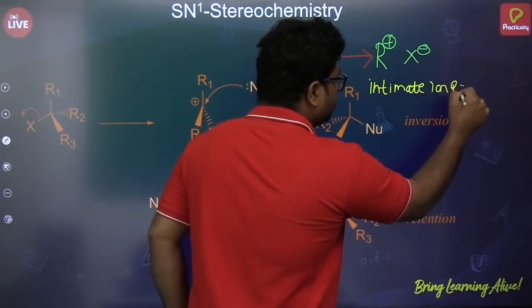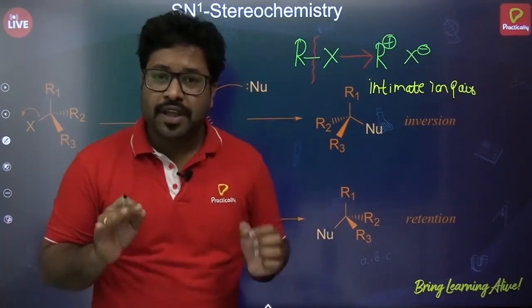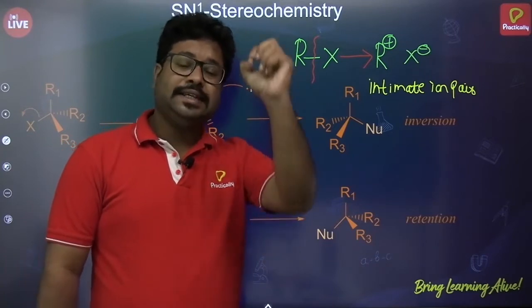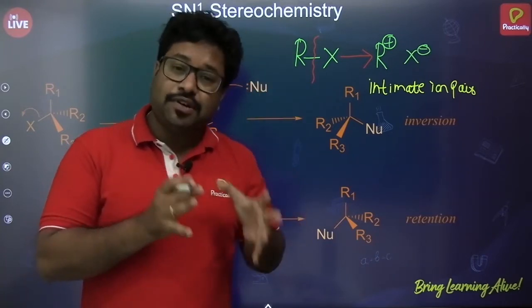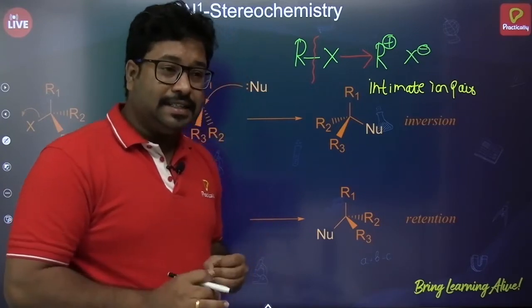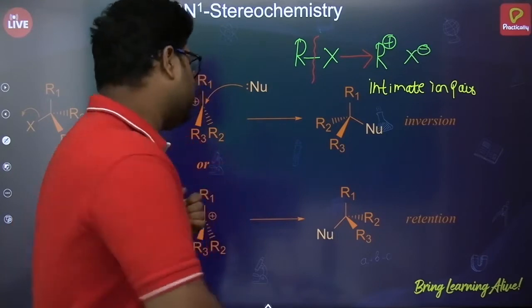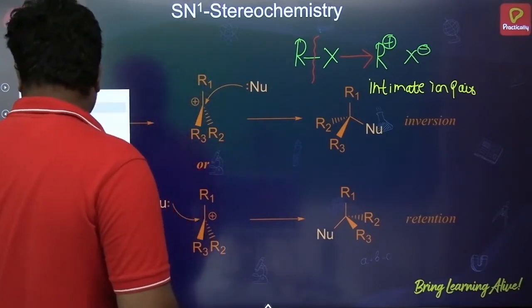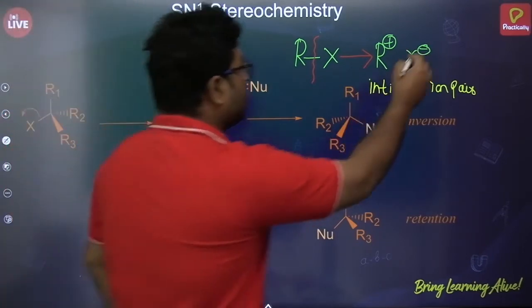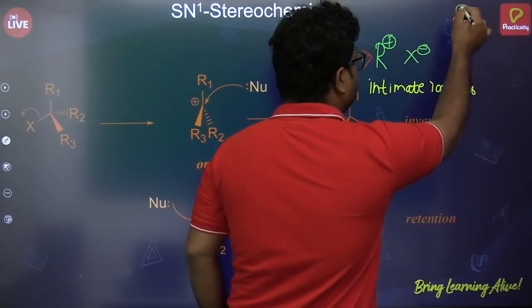That means it stays there for some time. Your leaving group stays there for some time with your carbocation, and for whatever time it stays there, see, your nucleophile has already come into the system. Your nucleophile has already come there. So it would start attacking. And as soon as it starts attacking, what happens?